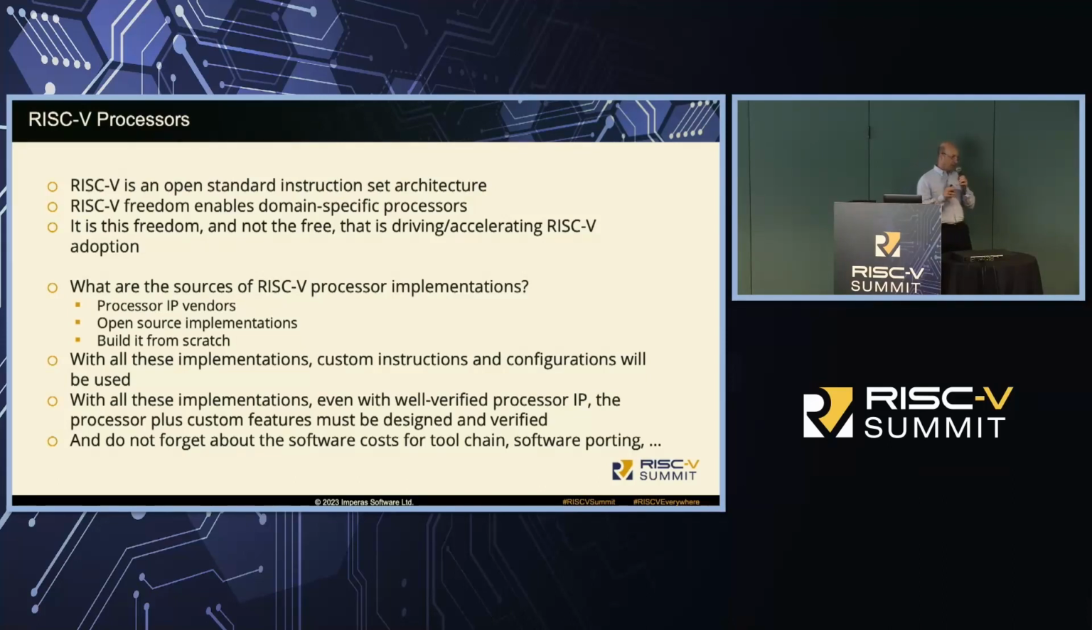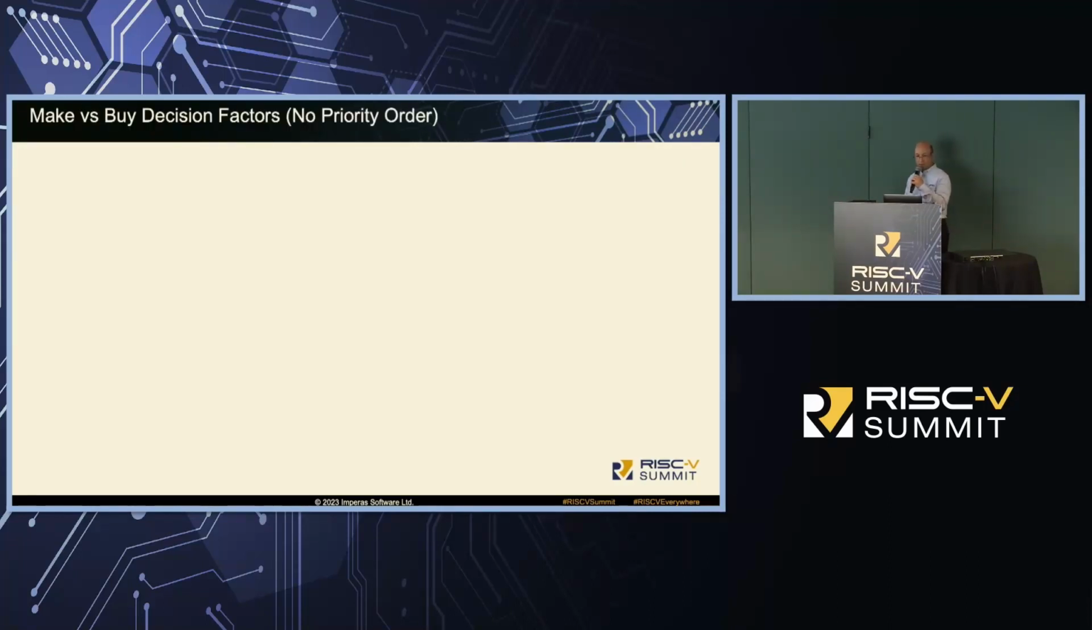But the thing that we see because of the freedom in RISC-V is that with all these implementations, custom instructions and configurations are going to be used. And then with all these implementations, even with well-verified processor IP, the processor plus the custom features must be designed and verified. And then don't forget about the software cost for the tool chain, for software porting, for the other software side of it. So there are a whole bunch of factors that need to come into this decision about which processor or how you implement the processor.